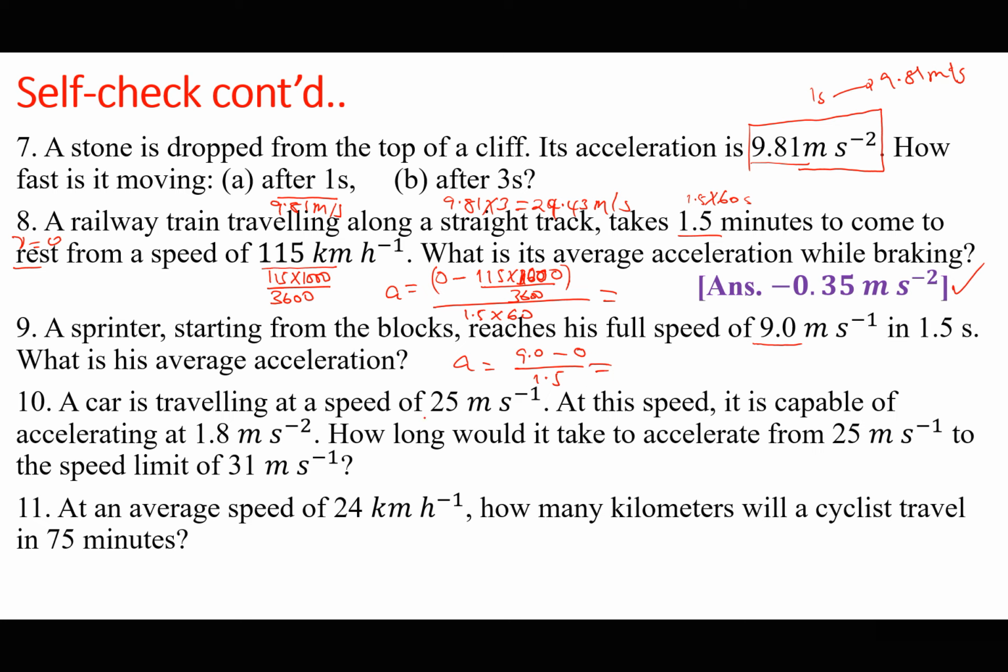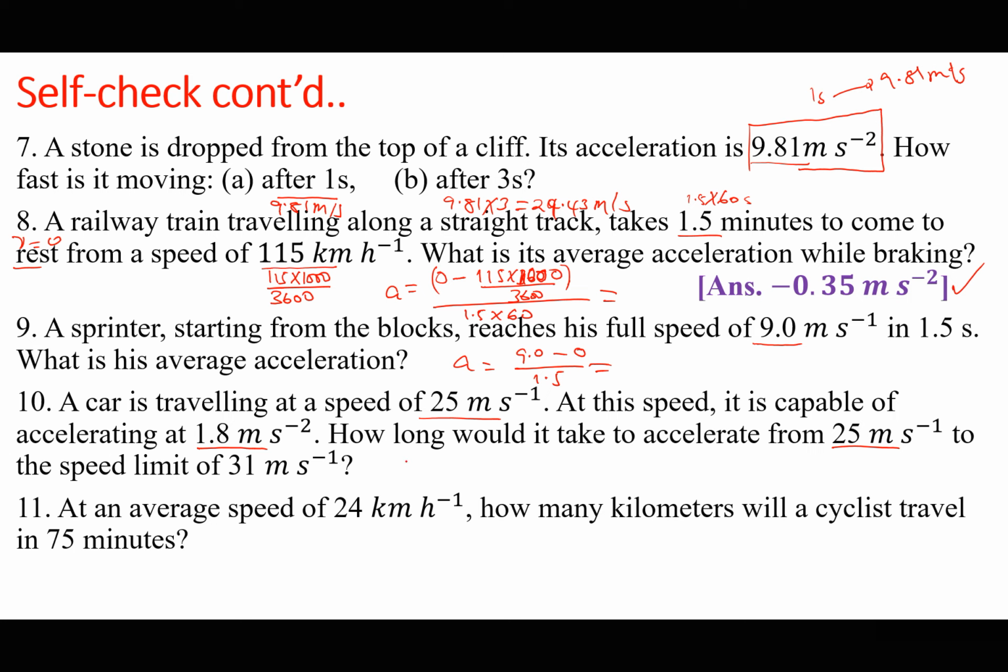A car is traveling at a speed of 25 meters per second. At this speed, it is capable of accelerating at 1.8 meters per second squared. How long would it take to accelerate from 25 meters per second to the speed limit of 31 meters per second? So a car is traveling at a speed of 25 meters per second. At this speed, it is capable of accelerating at 1.8 meters per second squared. How long would it accelerate from 25 to 31?